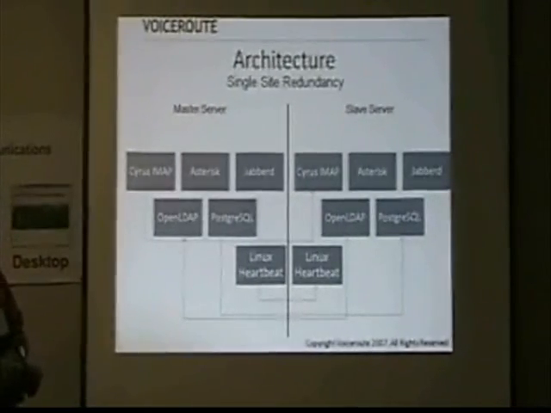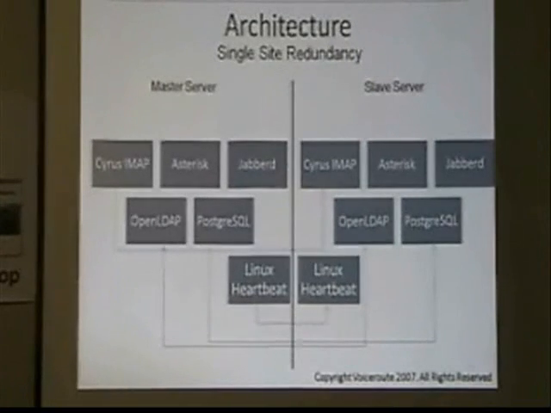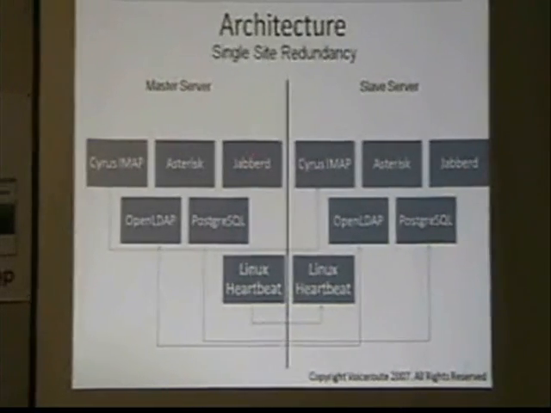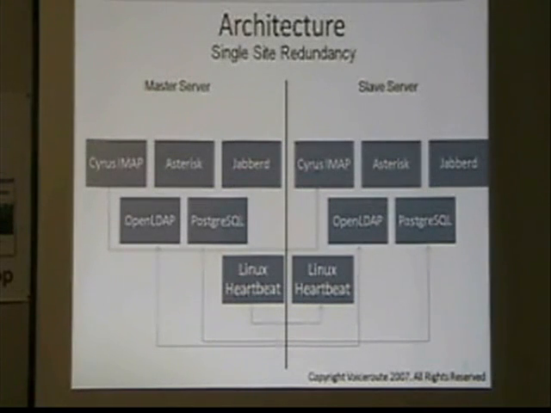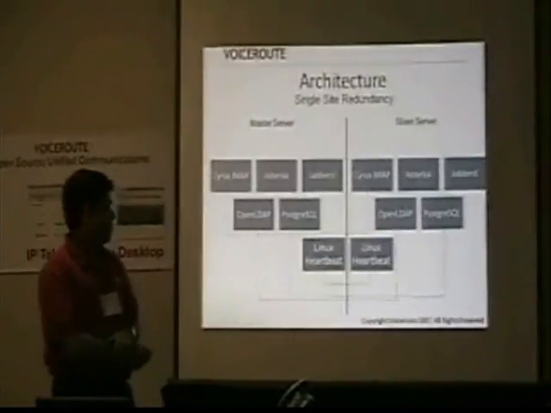So you can see here some of these arrows have only one direction, meaning they replicate from master to slave right now. Cyrus will probably do some kind of master-master at some point, so this might actually change to a normal arrow. OpenLDAP is still master-master, and Postgres is simply master-slave.